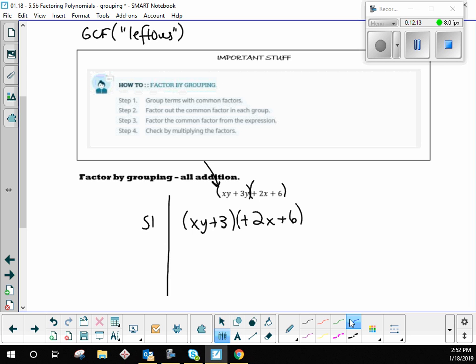Even though I put parentheses there, this right here does not mean multiply. Usually when we see parentheses next to each other, we know it means multiply, but in this case, I'm just using the parentheses to group stuff, not to multiply stuff. So be careful about that.